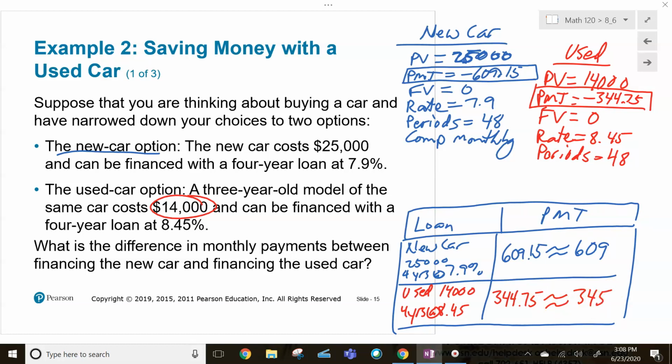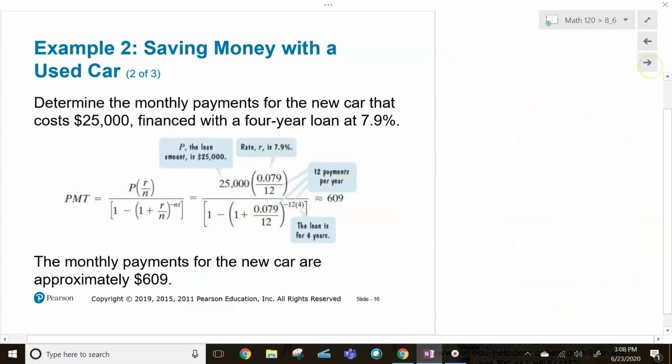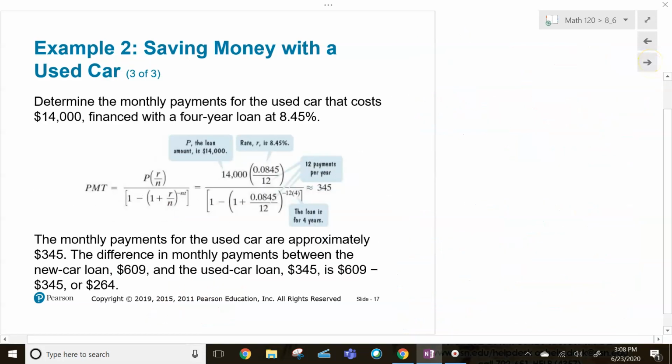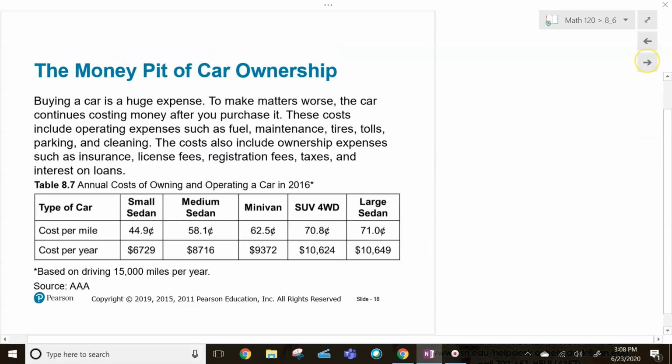So what's the difference in monthly payments? Well, 609 minus 345 or $264 difference in payments, right? Let's keep going here. This is just a walkthrough of that as well.